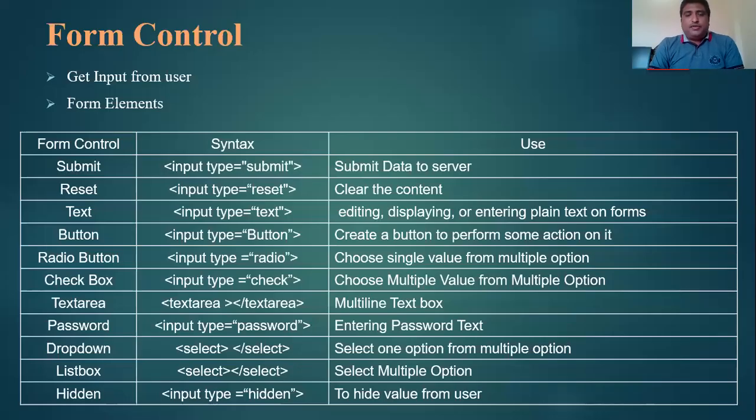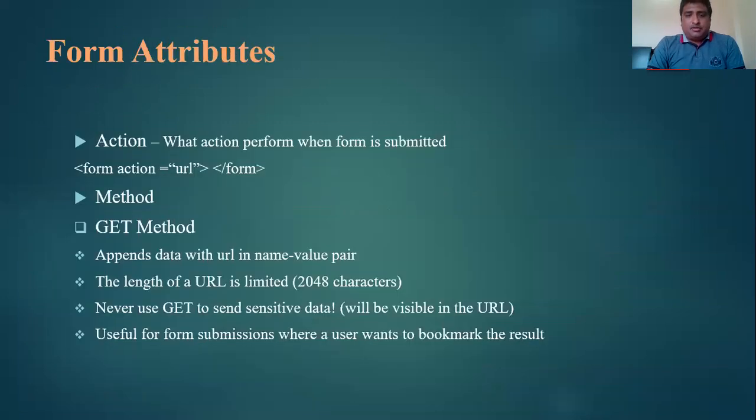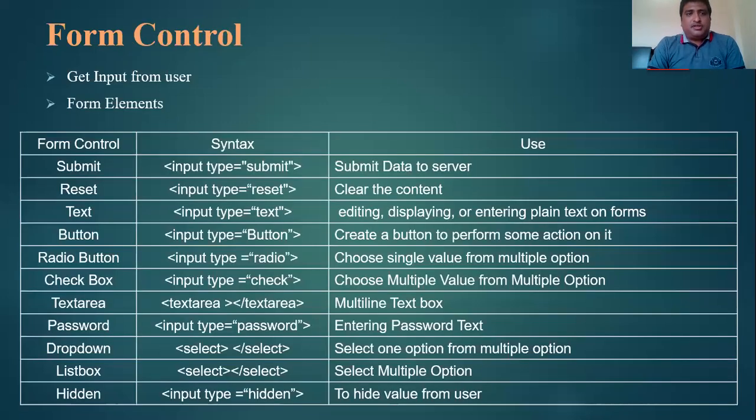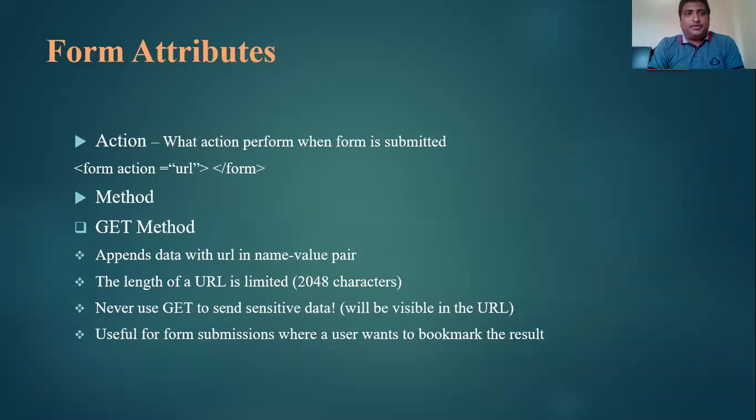So here we end with the HTML form controls. Next one is the form attributes. The important attributes of form are action, method. In action, we specify the URL. When we fill up the form data, where we want to redirect that data, we specify as a URL. So form action is equal to URL.